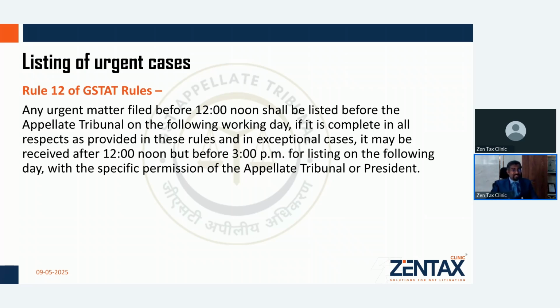This option, I don't think, is even available for an appeal to be filed before the DC appeals or the Commissioner appeals. But the GST Appellate Tribunal procedure rules very clearly provide that you may request an urgent listing. You file it today, tomorrow you ask for a listing. To that extent, the GST Appellate Tribunal rules have provided for this possibility also.